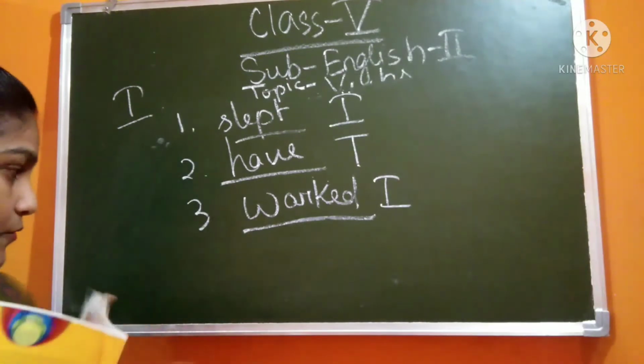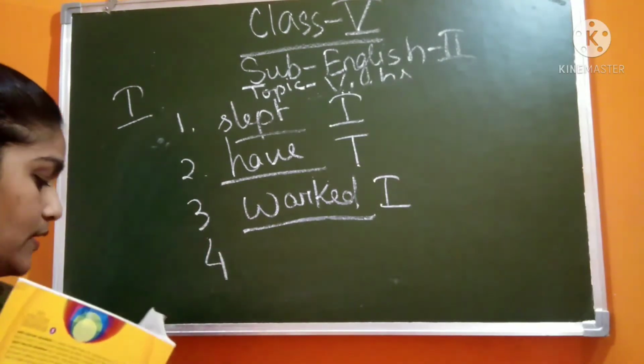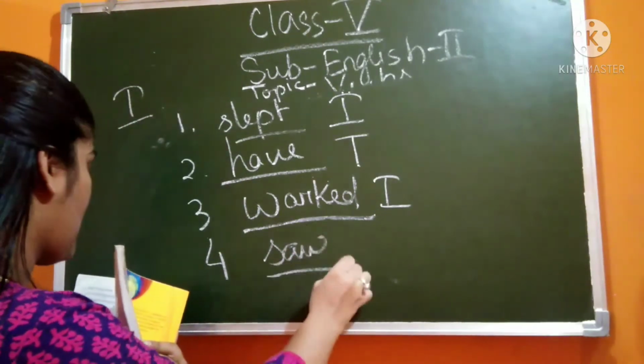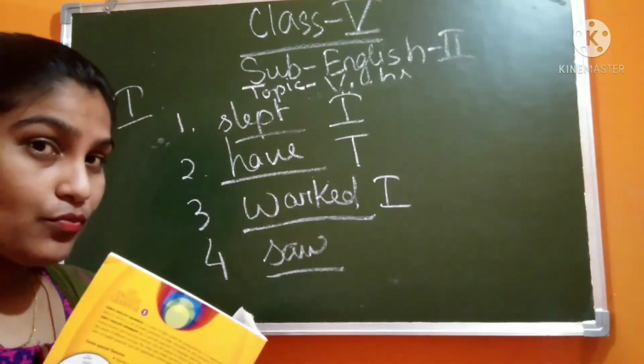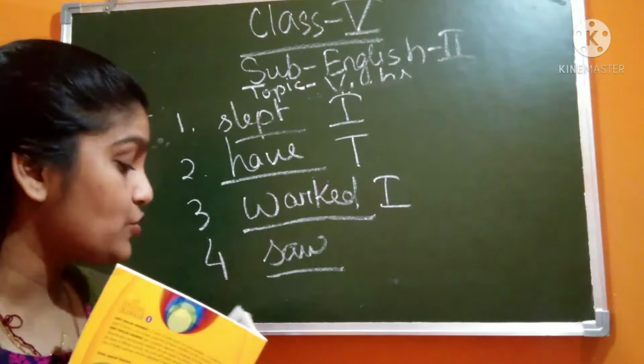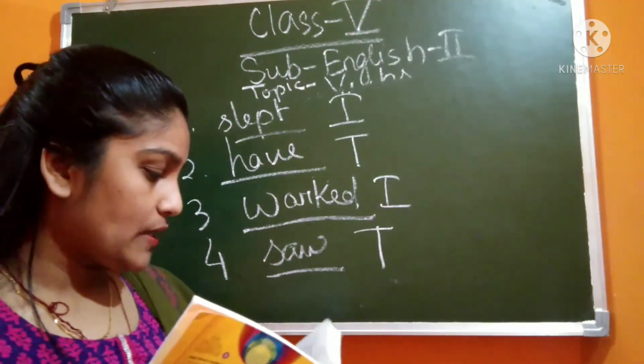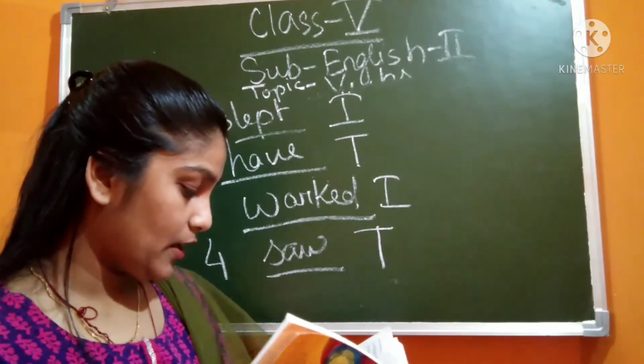Next, number 4. I saw your holiday pictures. Saw will be the verb, you know that, right? And what did you see? Holiday pictures. So it is transitive. This is the object. So in the same way you do the remaining ones.